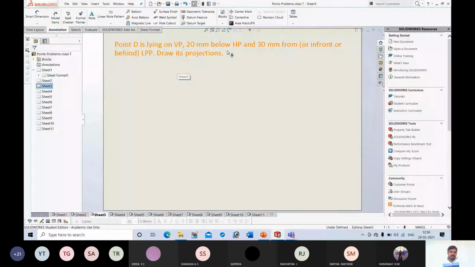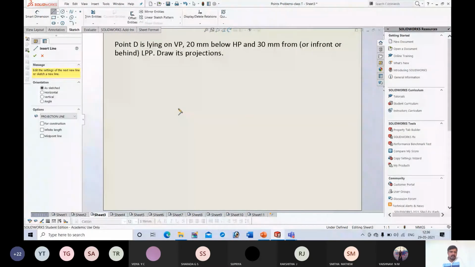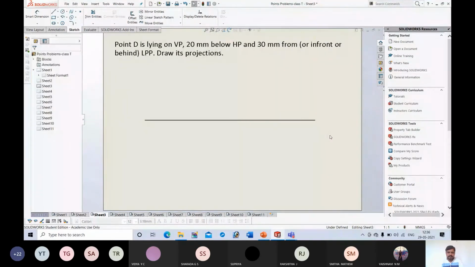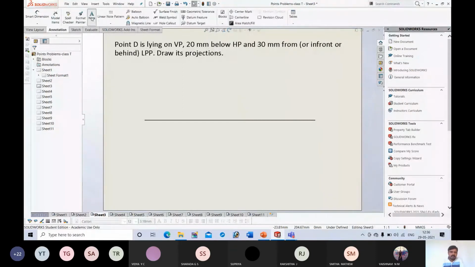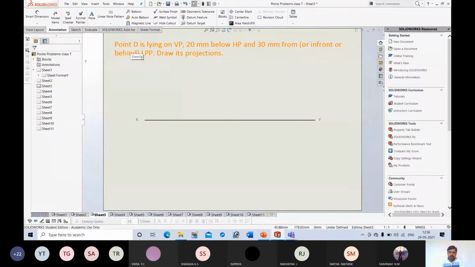So I will start from XY line. First draw XY line, then name it as XY. Next, based on the given condition, since here we have to consider left profile plane, I need left side space for drawing profile view. So I will consider drawing front and top view towards right.